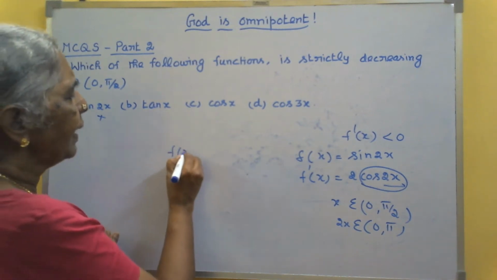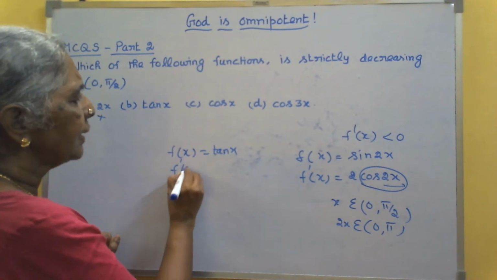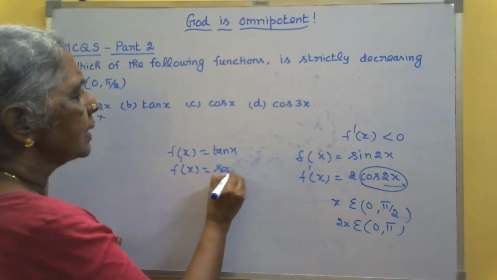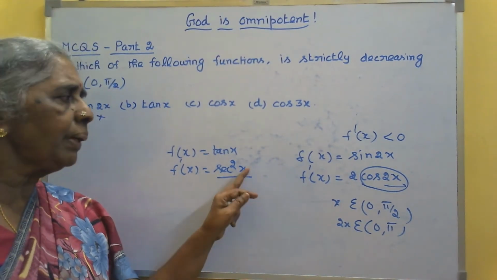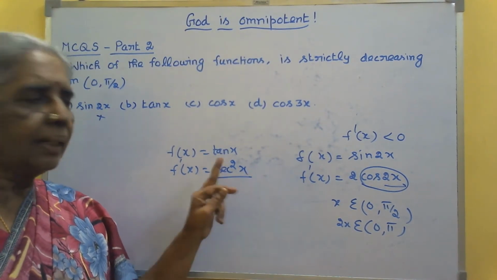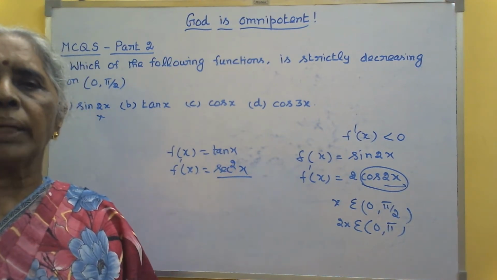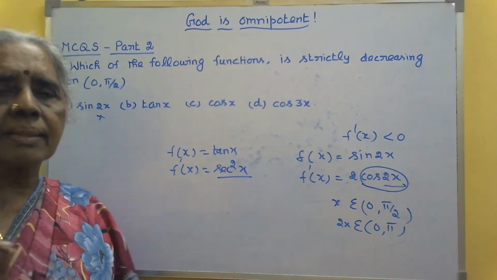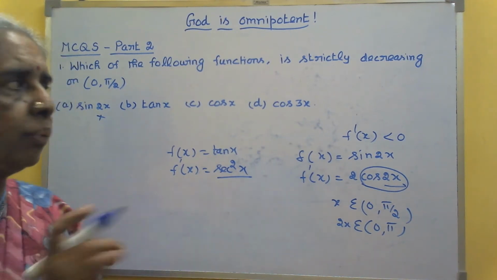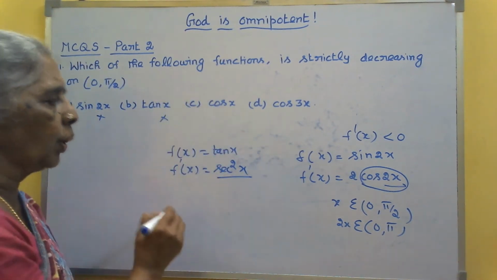Here f of x is equal to tan x. So now what is f dash of x? That will be equal to secant squared x. Whichever may be the value of x, because it is secant squared, it is definitely going to be greater than 0. So this will be a strictly increasing function only. So ruled out, right? Now let us come to the third option.